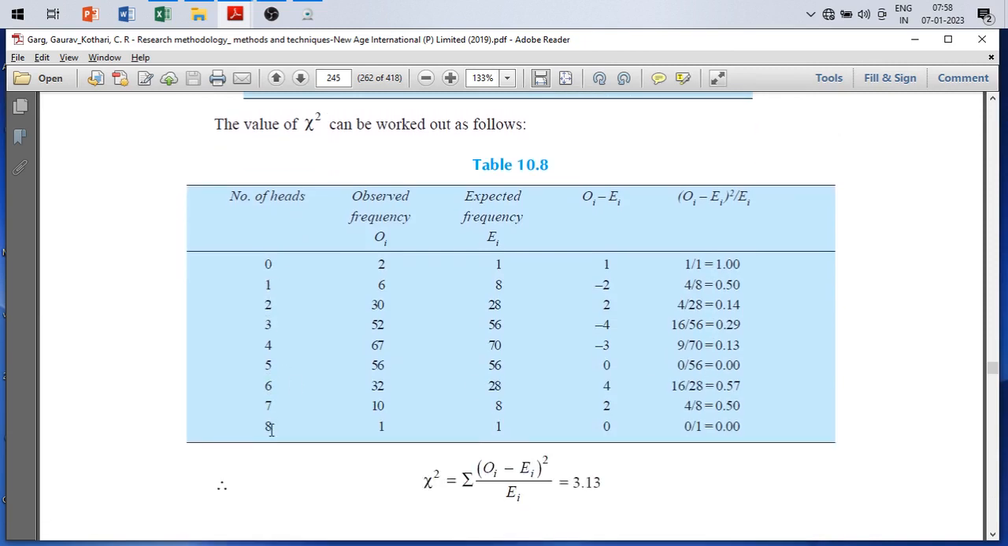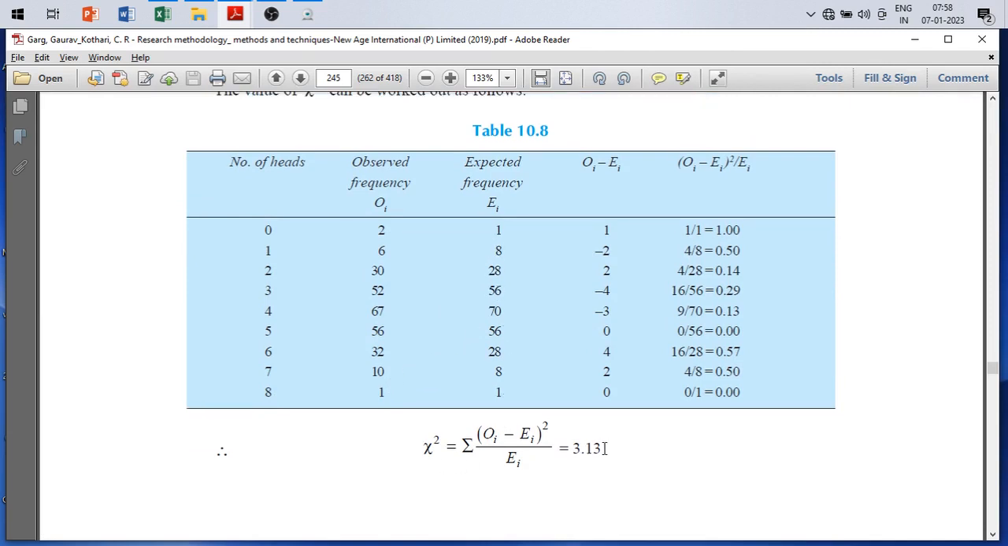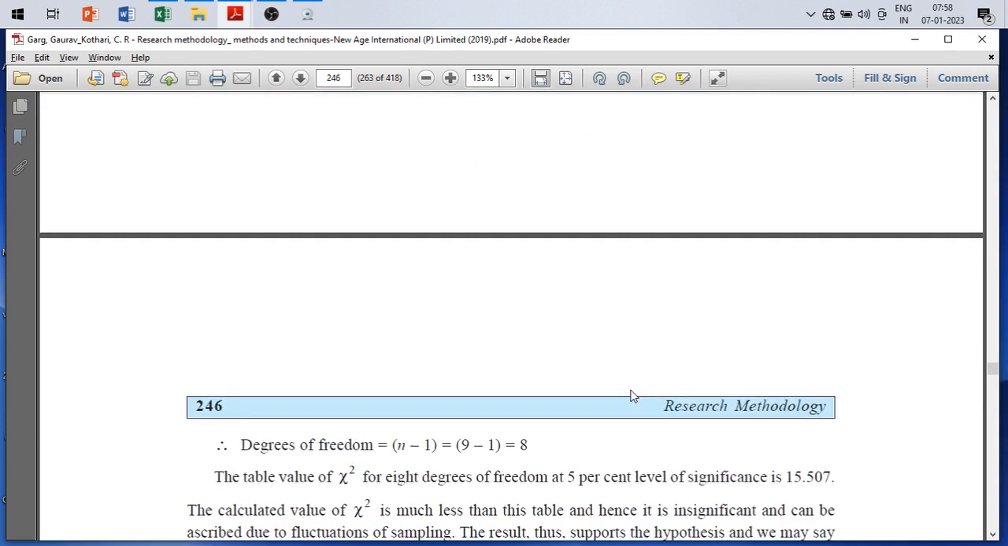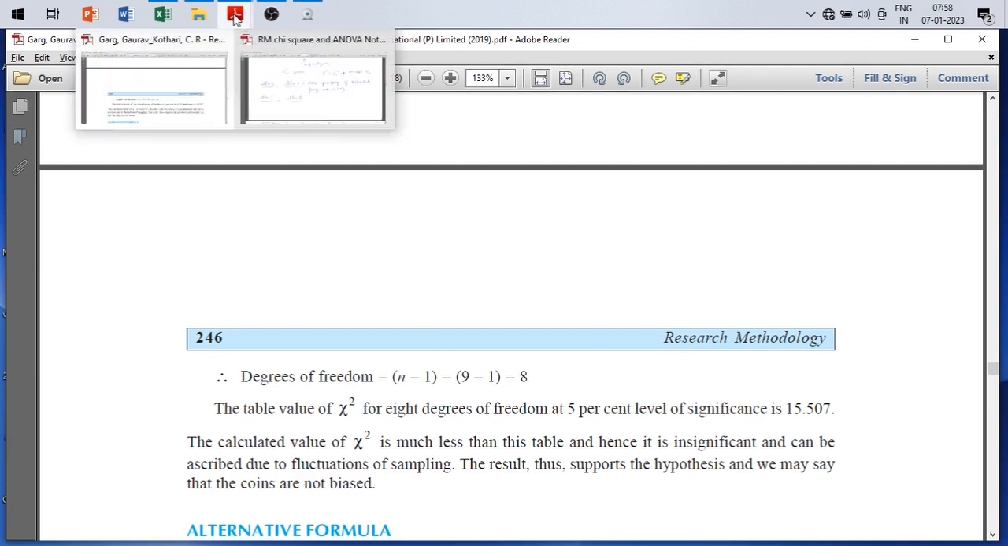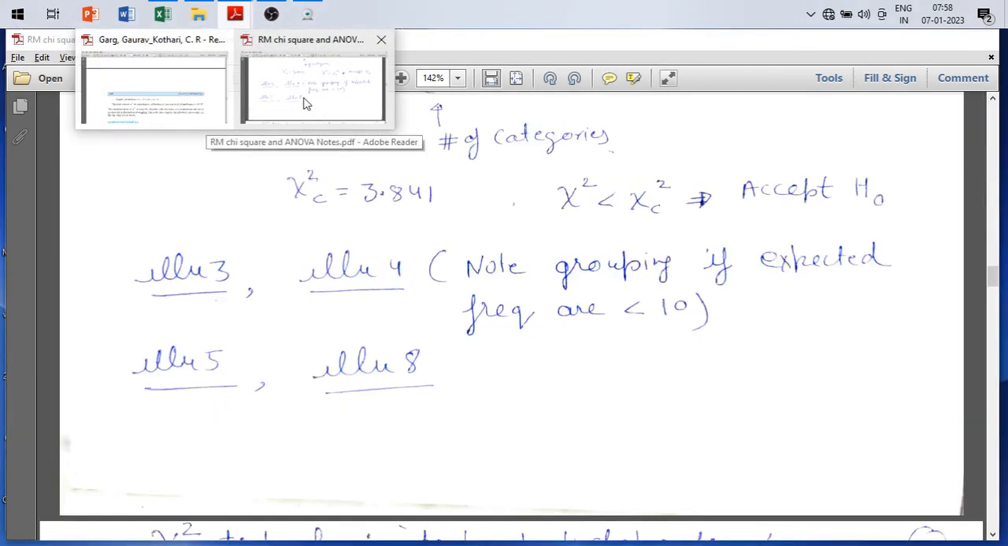These are our categories. We have observed frequency, expected frequency, and we work out the chi-square statistic, and then we read the critical chi-square value for degree of freedom 8 in this case, and see if we accept or reject the null hypothesis. Okay, so these were examples of goodness of fit.